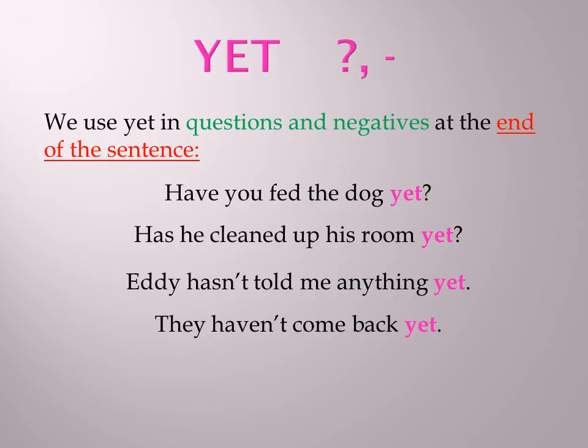Let's study the last time expression, yet. We use yet in questions and negatives at the end of the sentence. Look at the examples. Have you fed the dog yet? Has he cleaned up his room yet? Eddie hasn't told me anything yet. They haven't come back yet.